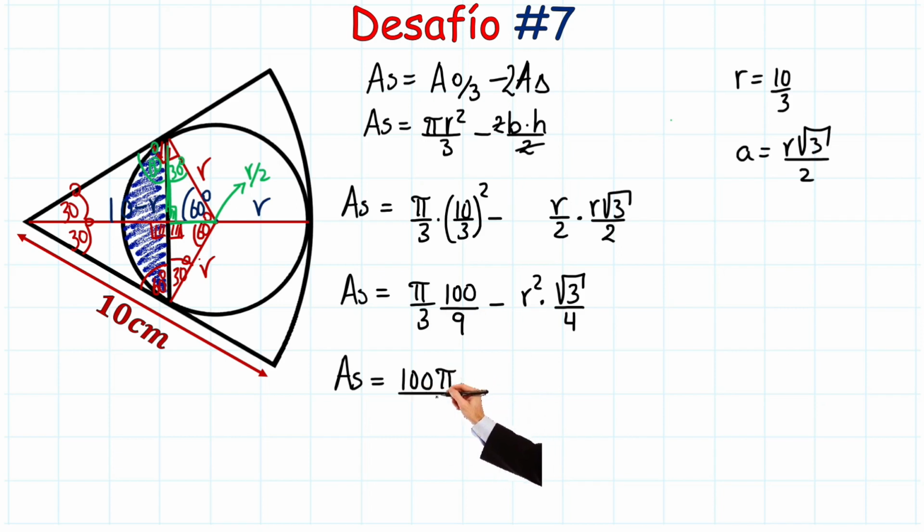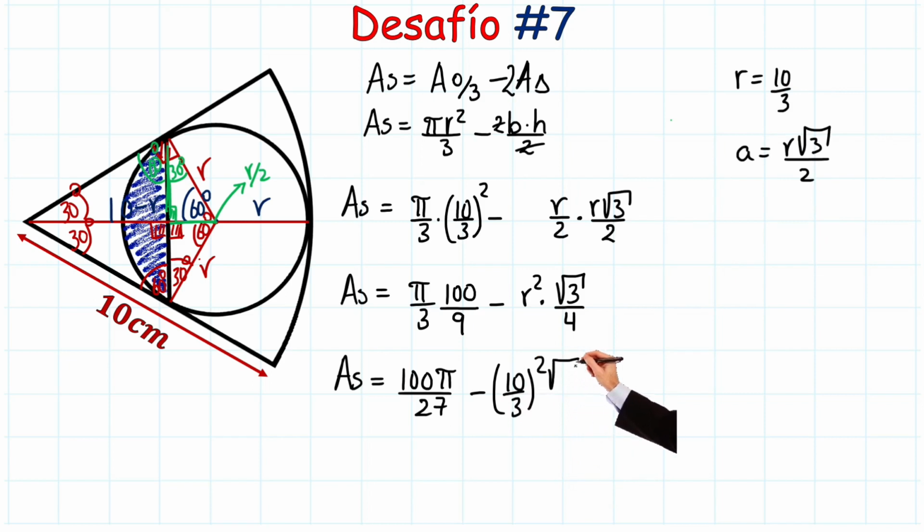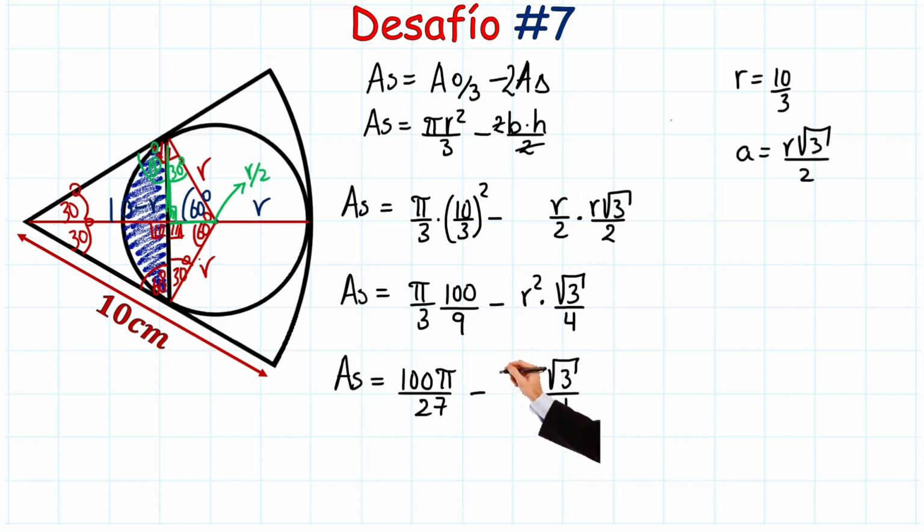100 pi over 27, minus. Around here we have the square of the radius, which is the radius we already know, 10 thirds, all of this squared, times the square root of 3 over 4. And this 10 thirds squared, we had already done it. Look here, it's 100 ninths. Let's remove it and put the 100 ninths instead. Alright, can we simplify? Absolutely. The 4 goes into 100 twenty-five times.